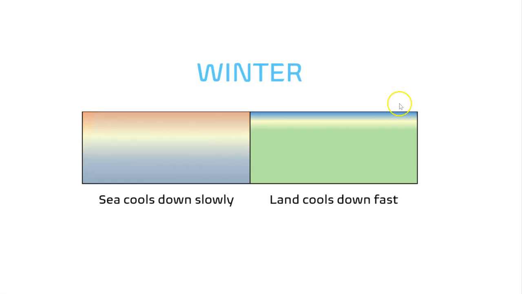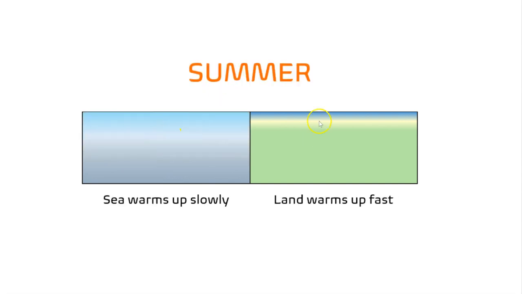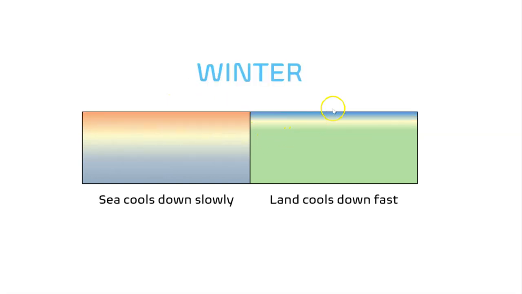So there's the land, it cools down fast in the winter. The sea is taking a lot longer to cool down, right? And then when we go into the summer, the land heats up fast and the sea heats up slowly. The sea just takes its time doing what it's going to do. We're back into the winter. What's the land going to do? Oh, it's going to cool down fast. The land's very, very quick. The sea just cools down slowly.